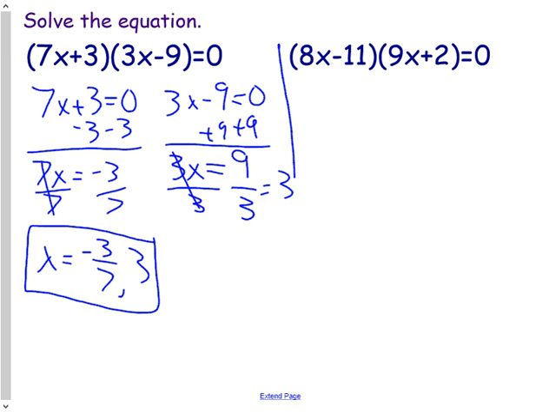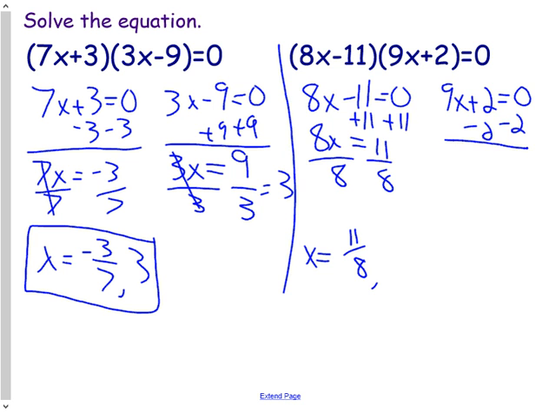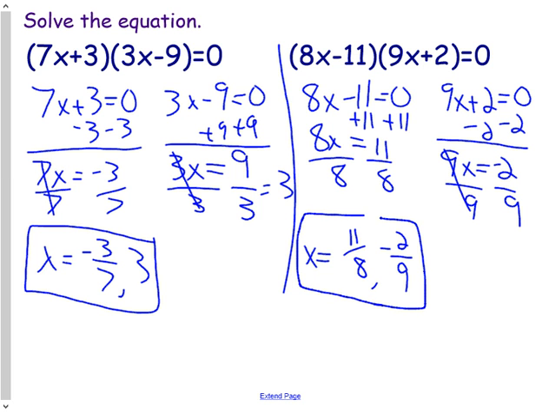8x minus 11 equals 0. 8x is 11 by adding 11 to both sides, and then divide by 8. And so I get x is 11/8, and then 9x plus 2 is 0. Subtract 2 from both sides, 9x equals minus 2, and then divide by 9 on both sides. Do not lose a negative sign, but minus 2/9. And those are some different answers.